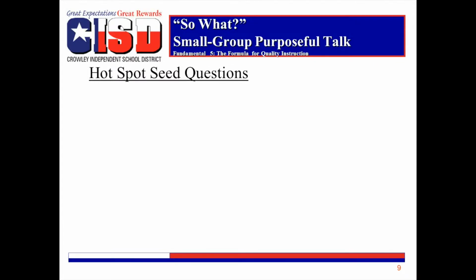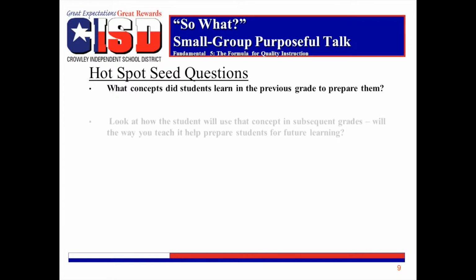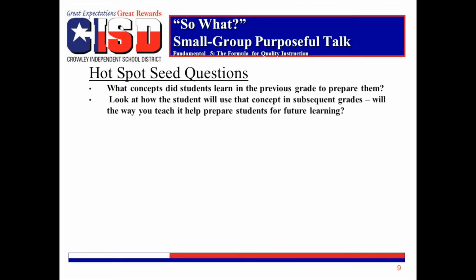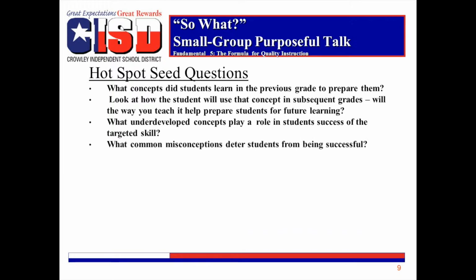The questions for discussion are: what concepts did students learn in the previous grade to prepare them? This can be found in the unit overview of the IFD. Also in the unit overview, look at how the student will use that concept in subsequent grades. Will the way you teach it help prepare students for future learning? In the Underdeveloped Concepts and Misconceptions section of the IFD, what underdeveloped concept plays a role in student success of the targeted skill? Also, what common misconceptions deter students from being successful?